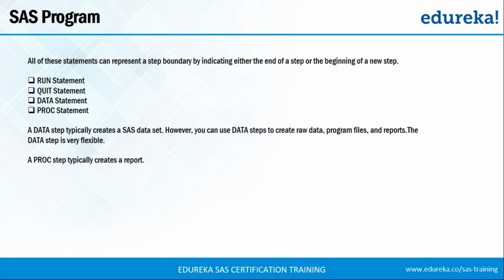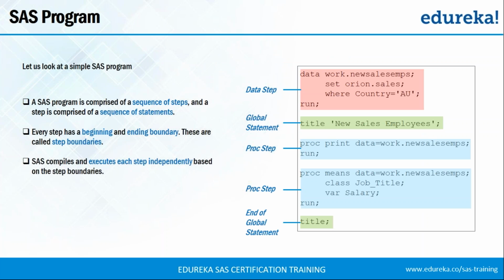So a data step typically creates a SAS data set. However, you can use data steps to create raw data, program files, and reports. The data step is very flexible. A proc step typically creates a report. Here is a small SAS code.